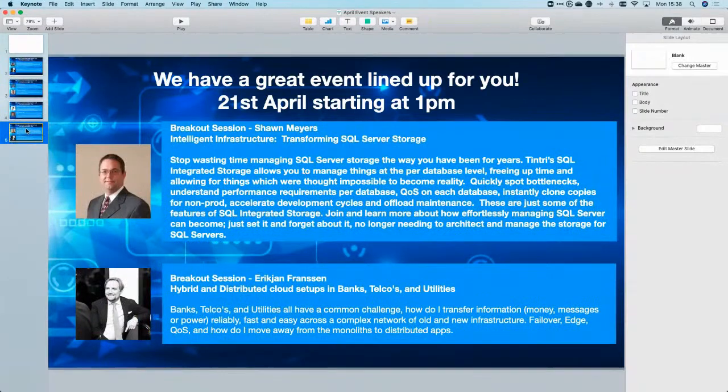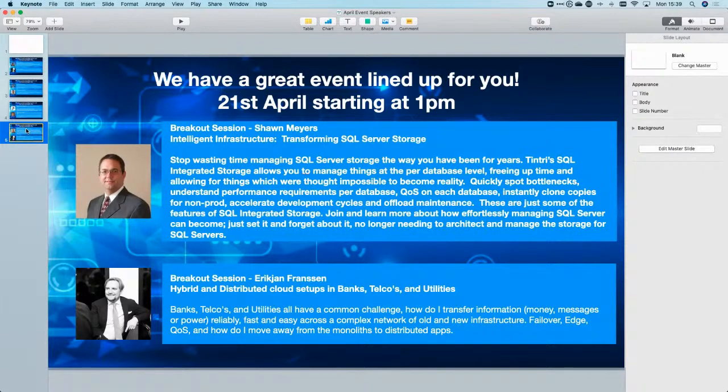We've also got a session from Sean Myers, who's going to cover how you can look after SQL databases in a different way. SQL Server from Microsoft is being utilized by a lot of organizations, but getting the right level of performance and isolation, especially around the storage side of things, has been a challenge. And what he's going to cover is how you can make that more efficient, but also improve performance and protection for that data as well.